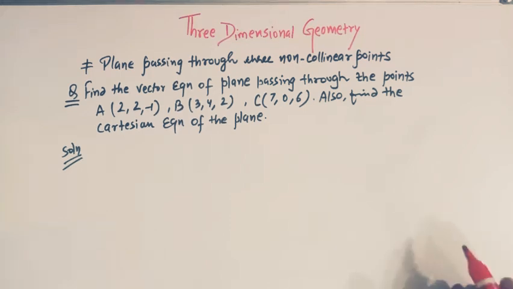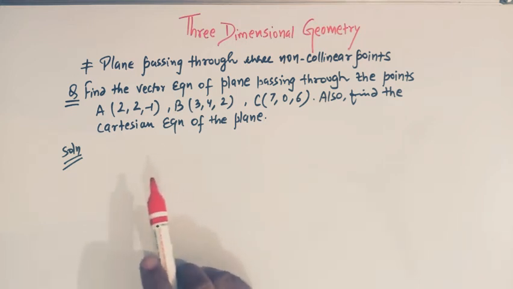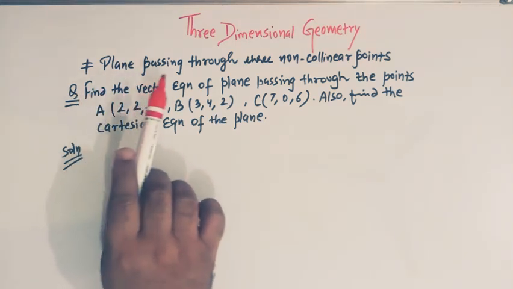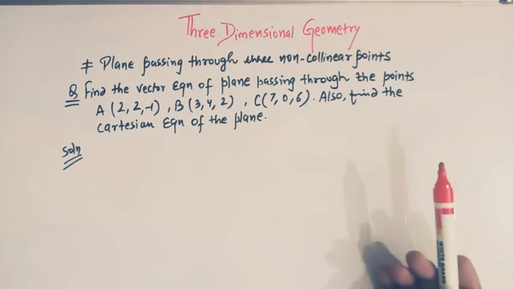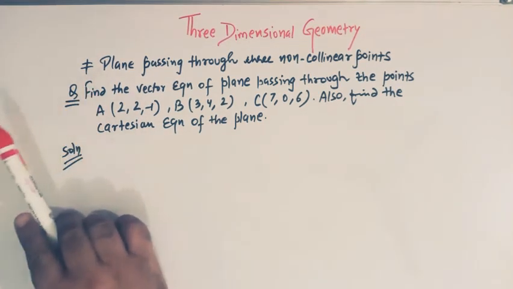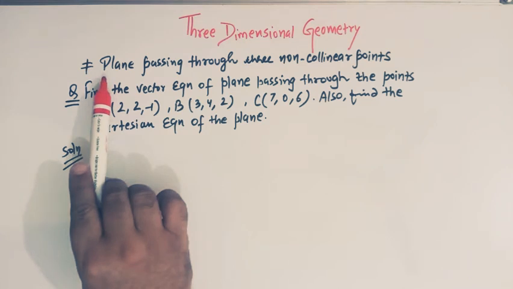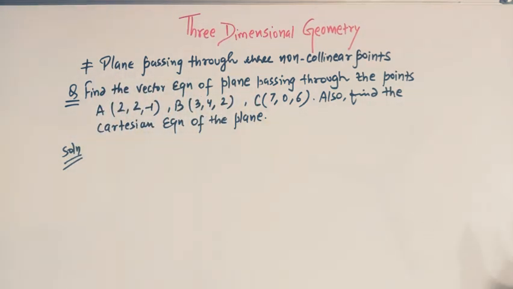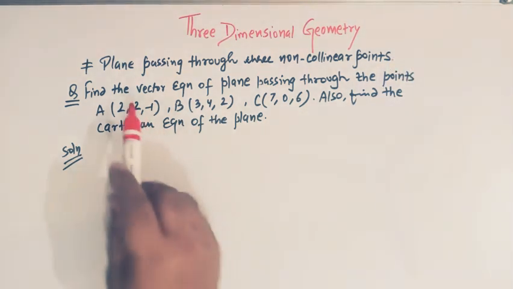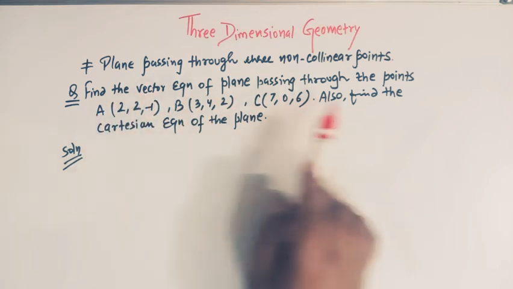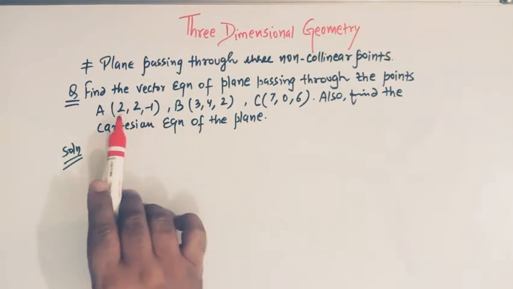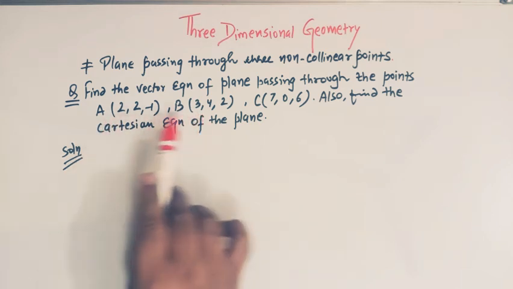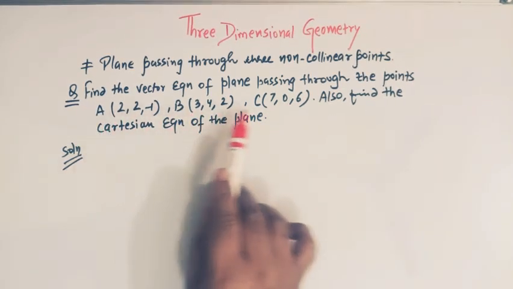Hello viewers, in today's class we are going to solve some problems on three-dimensional geometry, in which we are going to take up the topic that is equation of the plane passing through three non-collinear points. Here we want to find the vector equation and the Cartesian equation of the plane which passes through these 3 points, that is A, B and C.